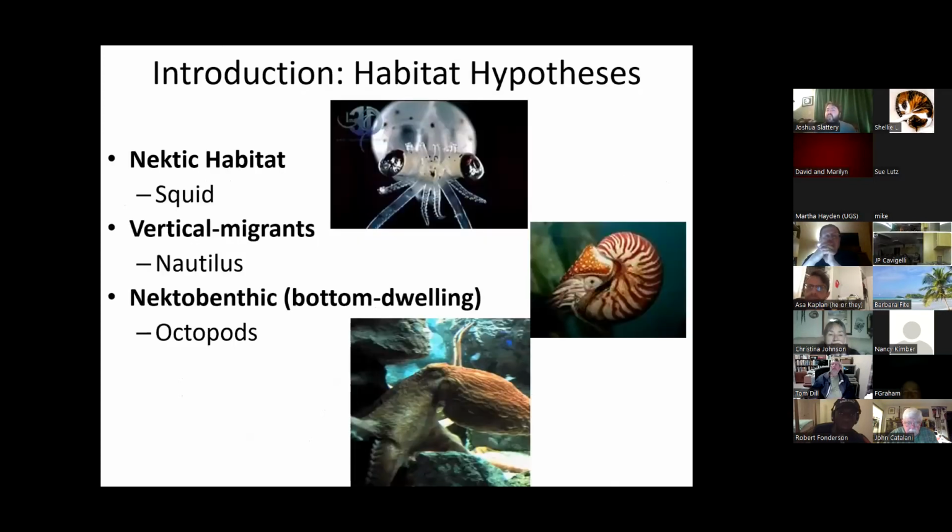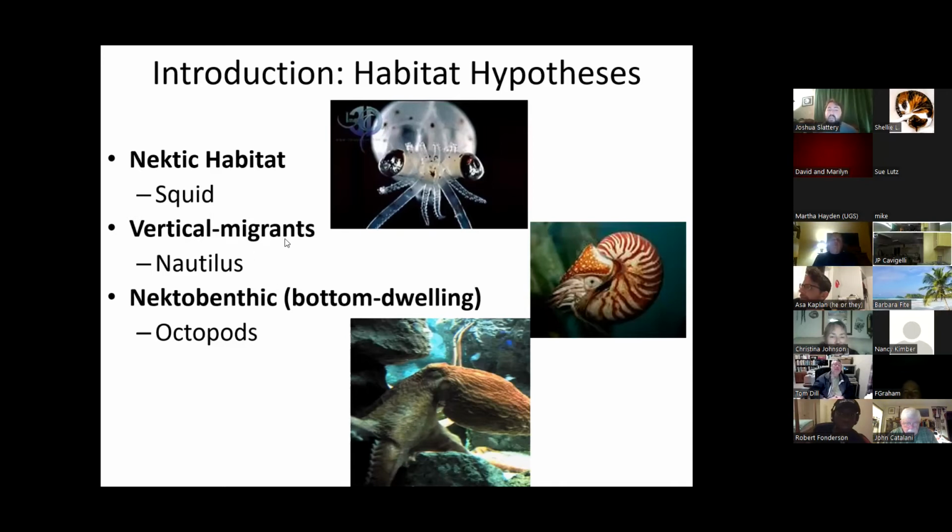When we're trying to interpret the ecology of Ammonites, we usually try to look at them in the context of modern cephalopods to see how they compare. Modern cephalopods live in different habitats, and we think Ammonoids probably also lived within these similar types of habitats.